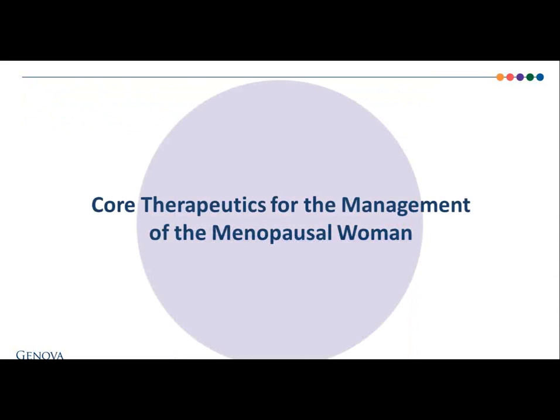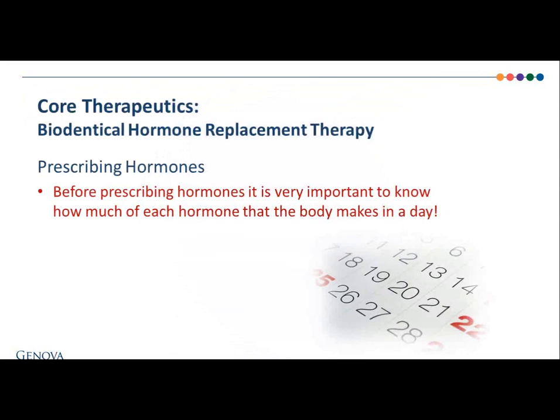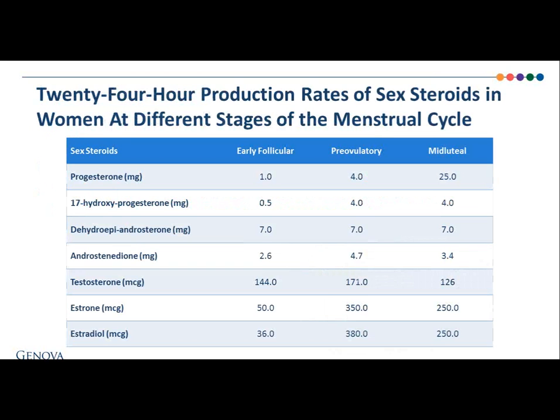So when we look at core therapeutics for the management of the menopausal woman, the first thing is we want to know how much hormone does she really make in a day. Because if she's younger or she's perimenopausal, we want to be able to have it the perfect amount. If she's menopausal, we don't want her to get pregnant. That's not the idea. The idea is to have enough hormone to help maintain function, prevent disease, and of course not have symptoms. And the way to do that is to really go back and look at the 24-hour production rates of steroid sex hormones in women at different times in their menstrual cycle. And I would like to credit Dr. Sahar Swadan, who is a PharmD who helped me put this together.